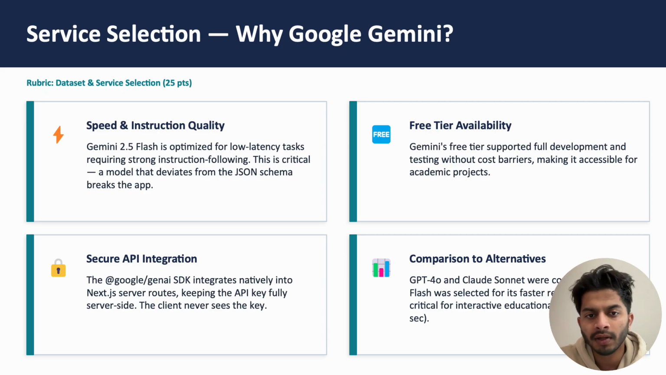The second reason is that Google's Gen AI integrates natively into a Node.js server, which made the secure architecture clean to implement. Third reason, I explicitly evaluated OpenAI GPT-4o and Claude Sonnet as alternatives, but while both are capable, Flash was faster, averaging 3.8 seconds versus over 5 seconds for the alternatives. And when a user is sitting there waiting for a quiz to appear, the difference is very noticeable.